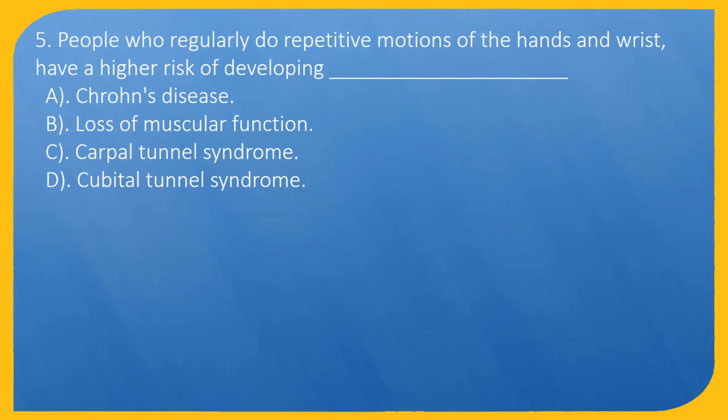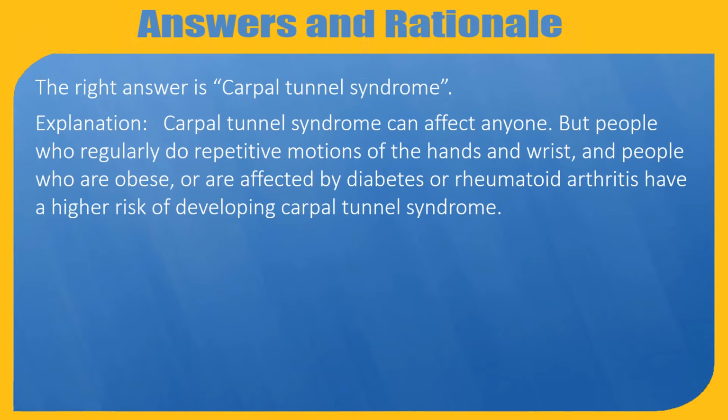Question 5. People who regularly do repetitive motions of the hands and wrist have a higher risk of developing A. Crohn's disease. B. Loss of muscular function. C. Carpal tunnel syndrome. D. Cubital tunnel syndrome. The right answer is carpal tunnel syndrome. Explanation: carpal tunnel syndrome can affect anyone. But people who regularly do repetitive motions of the hands and wrist, and people who are obese, or are affected by diabetes or rheumatoid arthritis have a higher risk of developing carpal tunnel syndrome.